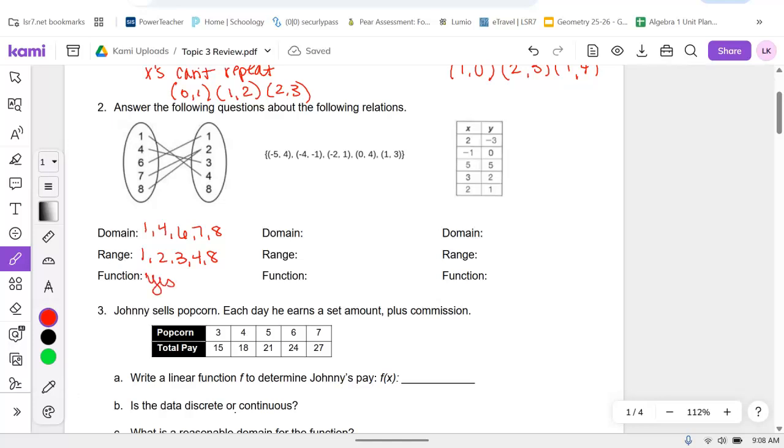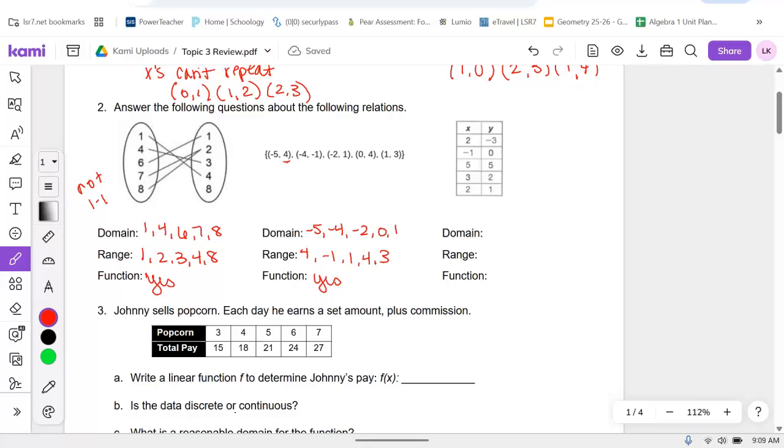My domain for this one is -5, -4, -2, 0, 1. Range is 4, -1, 1, 4, 3. And yes, it is a function. If we want to do 1 to 1, that just means that the y's don't repeat. Technically, this would not be 1 to 1, because 7 and 8 both go to 2.